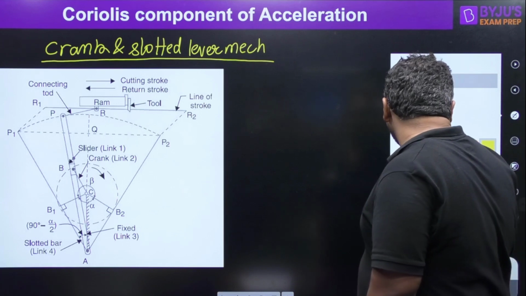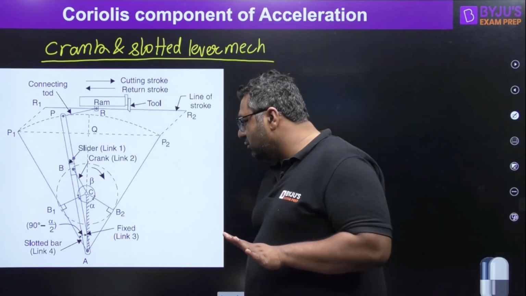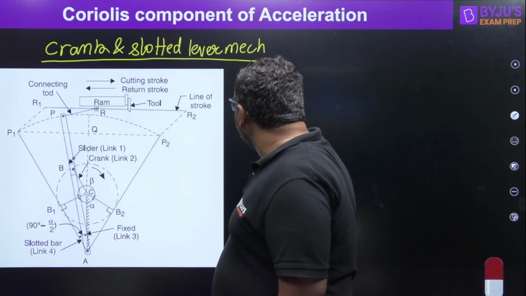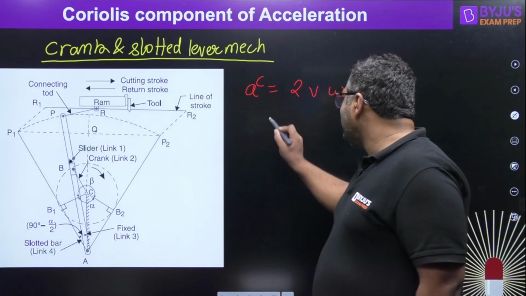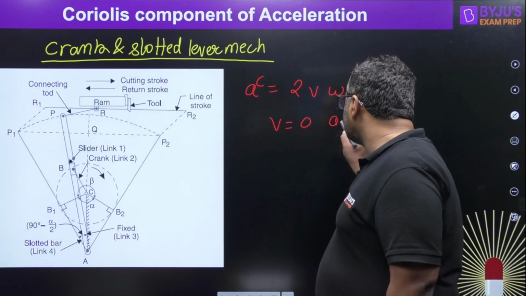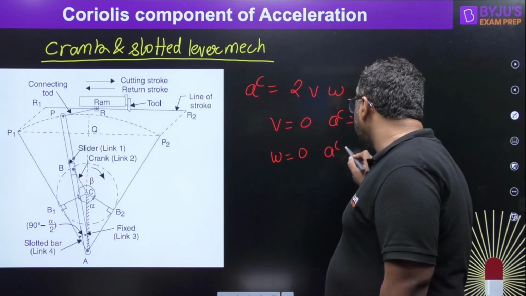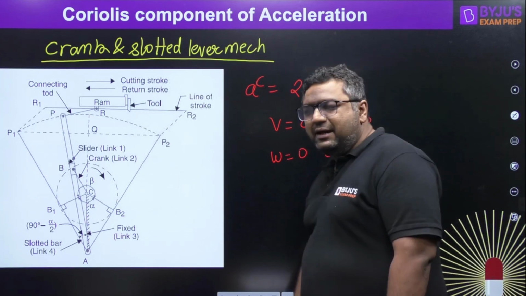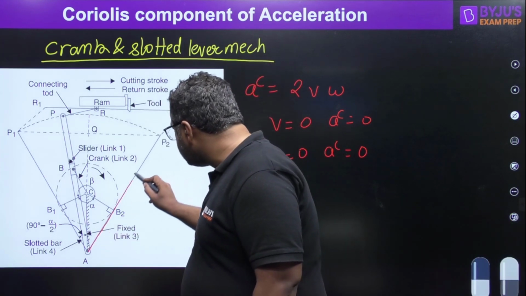कितनी बार Coriolis component of acceleration 0 हो जाता है? So my dear, I would like to tell you that the Coriolis component of acceleration is 2 into v into omega. So when v becomes 0, the Coriolis component becomes 0. When omega becomes 0, the Coriolis component becomes equal to 0. And my dear, when you see this mechanism, these are the two situations.